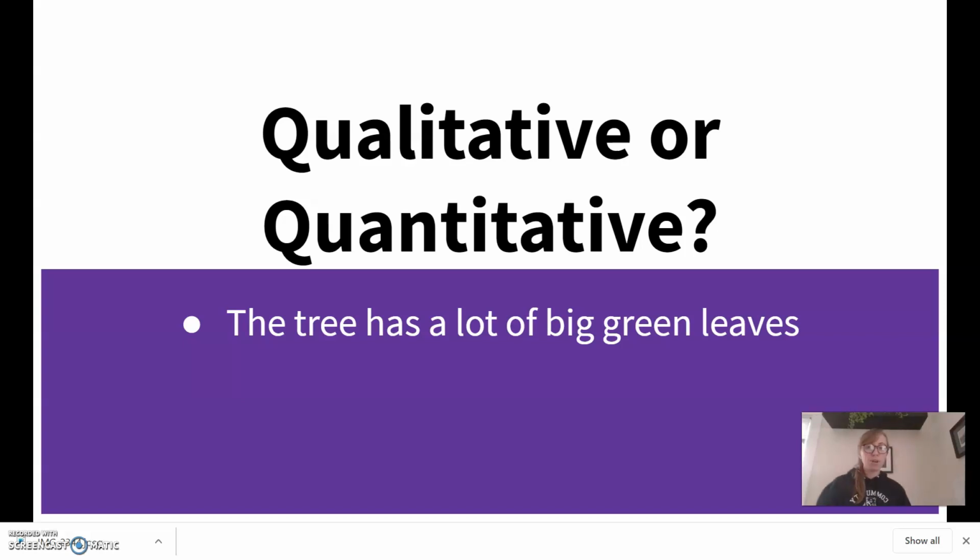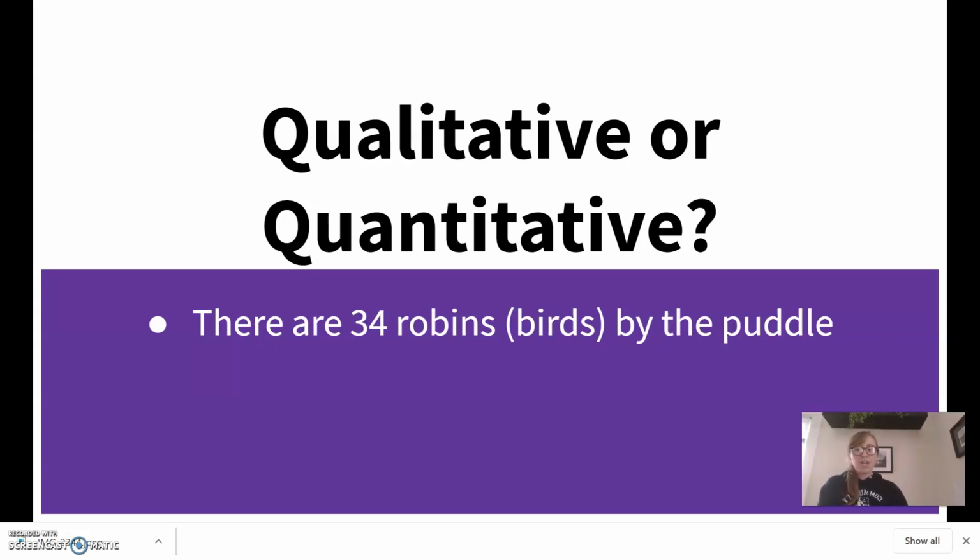All right, so that's an example of qualitative data. I know that because it says it has a lot of big green leaves, right? So we're kind of talking about a number, but we're not giving a specific number, right? We're not saying that it has 575 green leaves. It's unlikely that you would ever actually count the number of leaves, but this is saying it has big green leaves. That's qualitative.